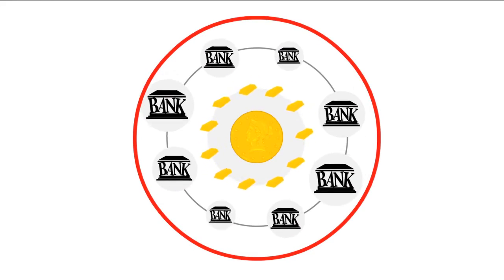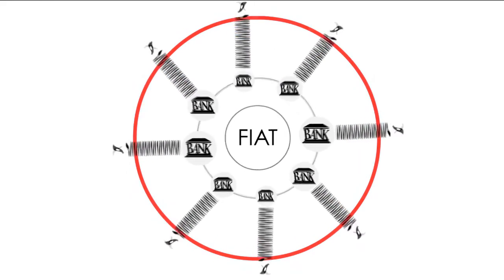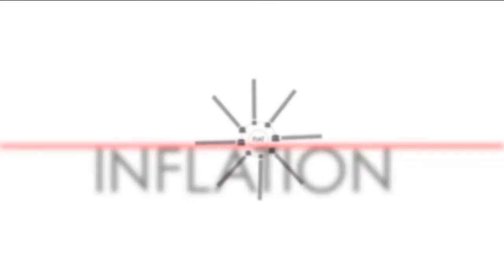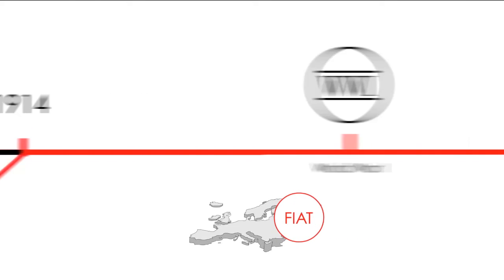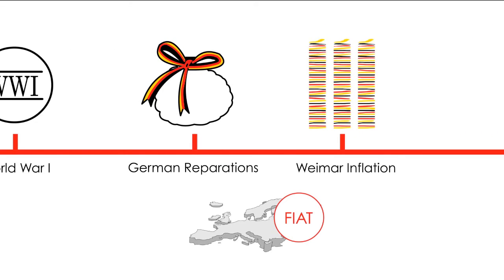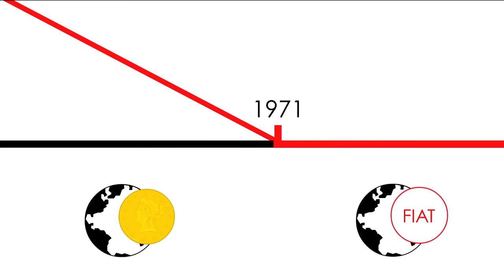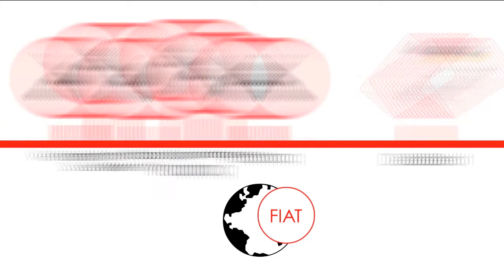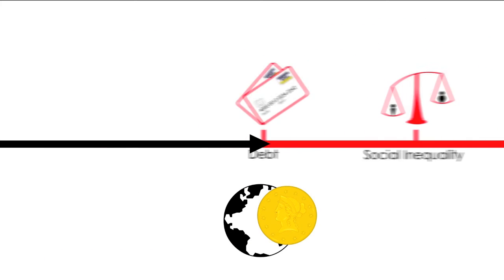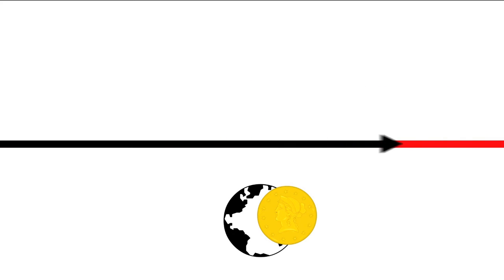Unlike gold, of which there is a finite amount in the world, with this fiat system, there is no limit to how much money can be created, so inflation becomes inevitable. Look at the mess the UK and Germany got the world into after leaving the gold standard in 1914. World War I, German reparations, Weimar inflation, the rise of Hitler, and so on. Look at the mess the world has got itself into since 1971, when this fiat system became the global norm. An endless sea of wars, debt, poverty, social inequality, economic bubbles, rampant consumerism, and environmental rape. None of which could ever have happened to anything like the same extent, with that little bit of discipline and restraint imposed by gold.